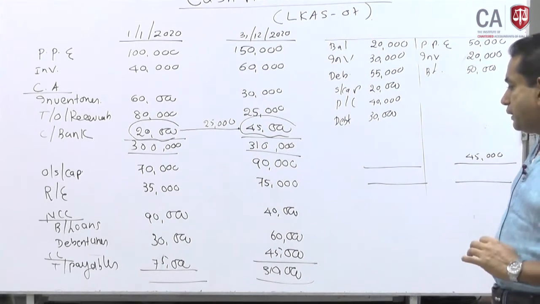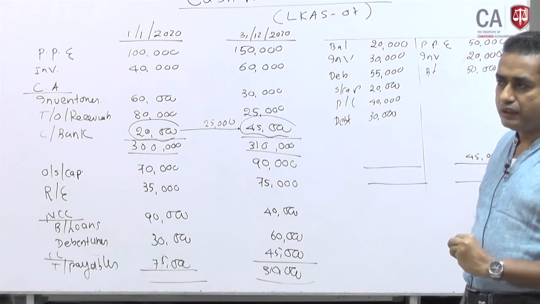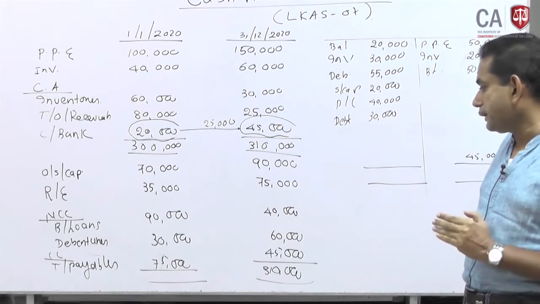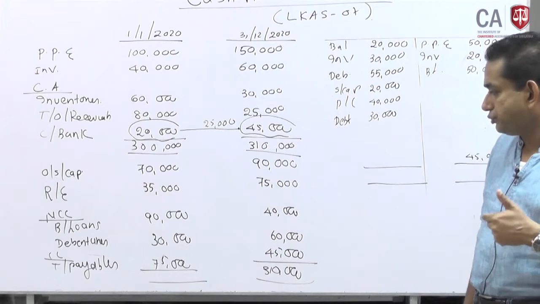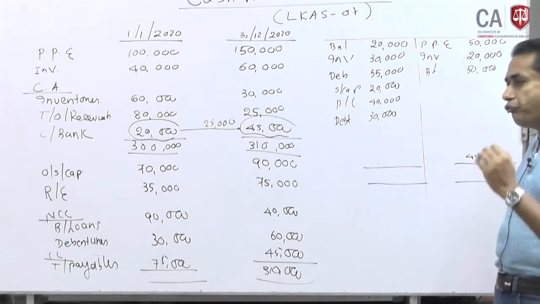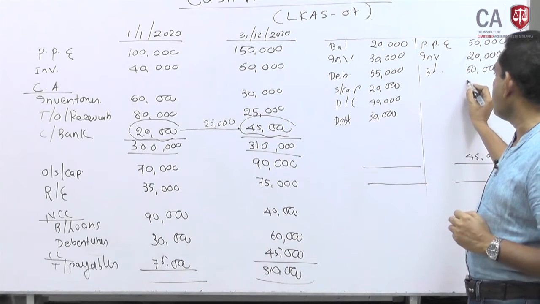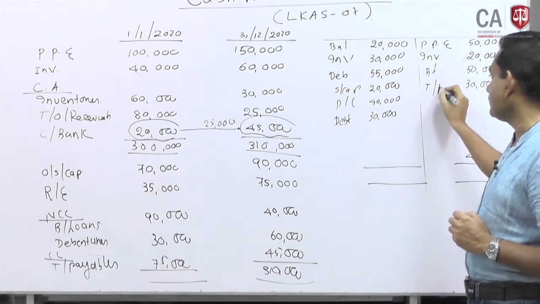Then trade payables, opening 75 and the closing 45, drop is 30,000 rupees. What do you think has happened for trade payables? We would have settled trade payables by 30,000. So, you can credit the cash account by 30,000 rupees and debit trade payables by 30,000.